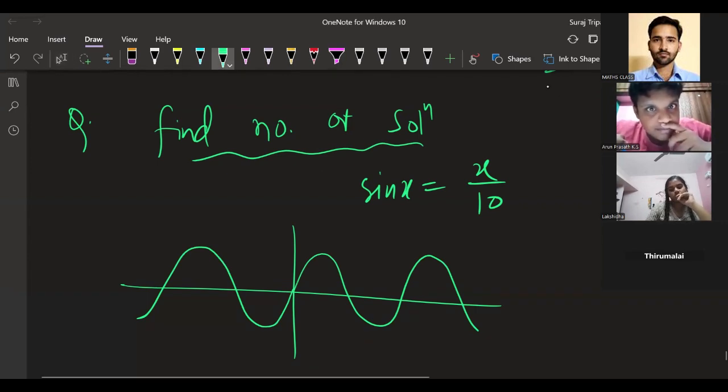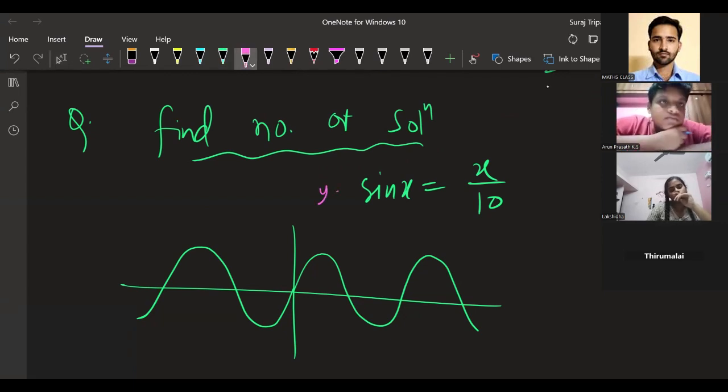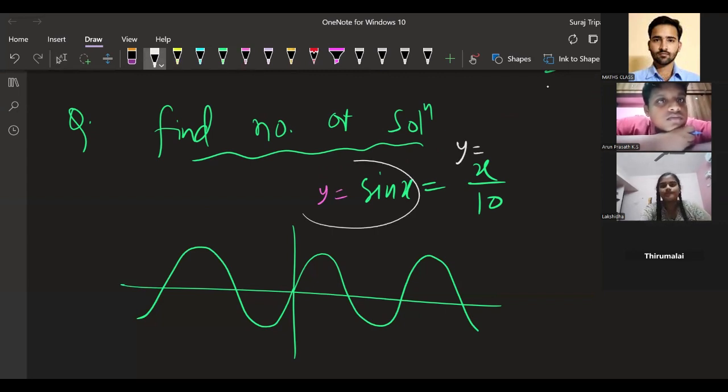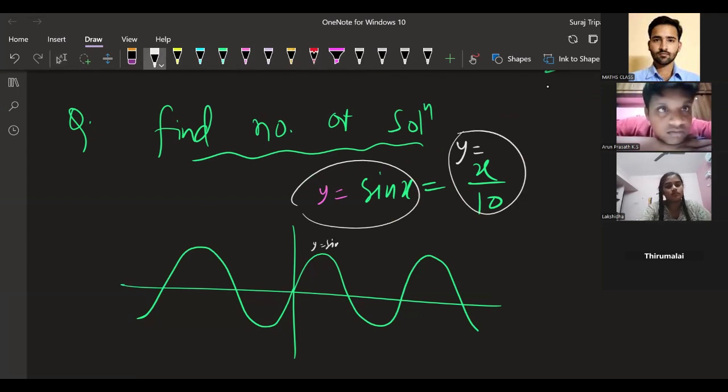Now see. So this is the graph of y equals to sin x. And now we have to draw the graph of y equals to x by 10. This is one function, this is another function. So this is the y equals to sin x graph. Now we have to draw x by 10. So x by 10 means if I take x equals to 10, so 10 by 10 you will get 1. Y will be equals to 1.